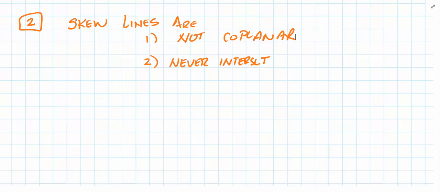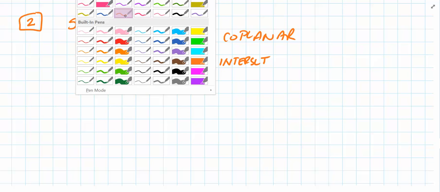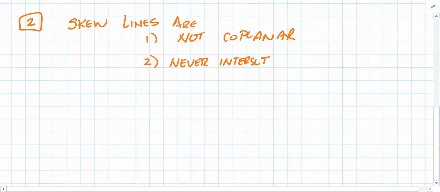So the difference between skew and parallel lines is that parallel lines are coplanar and they never intersect. Skew lines are in different planes and never intersect. You see the difference there? Everybody, you guys with me on that? All right, so that's what skew lines are. Does that make sense? So if I was going to draw, for example, this is one plane. This is like the ceiling.